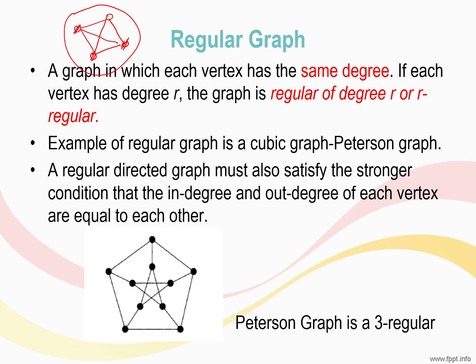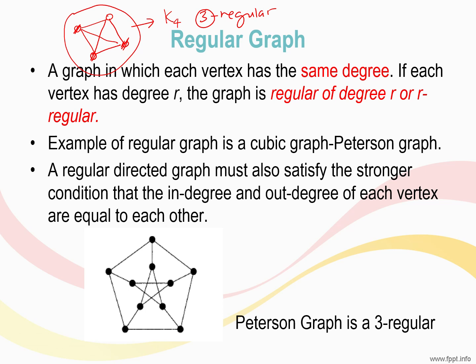This graph can be denoted as K with 4 vertices, or it is also known as 3 regular. Why is it 3? Because the degree for each of the vertices in the regular graph is equal to 3.